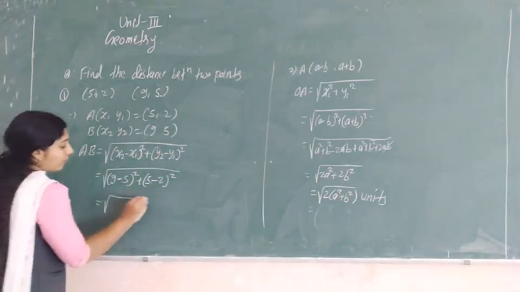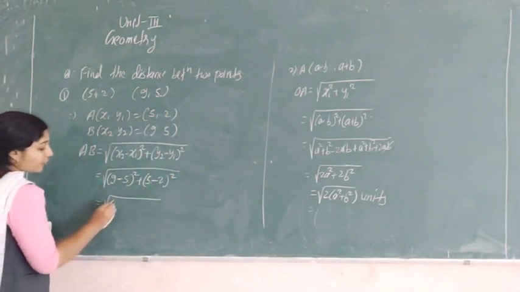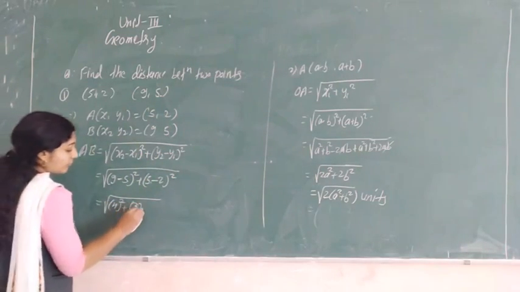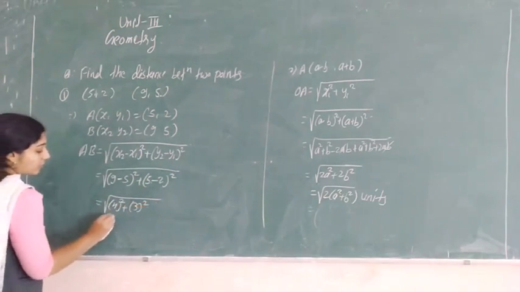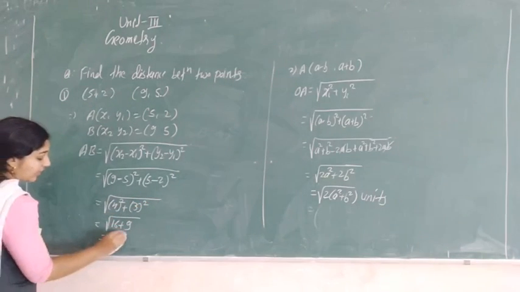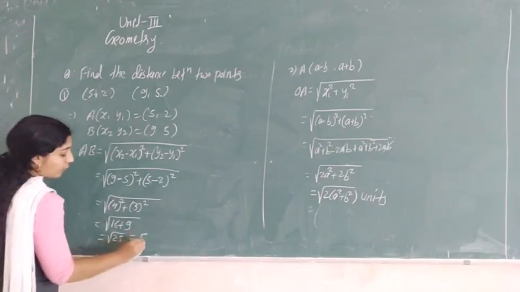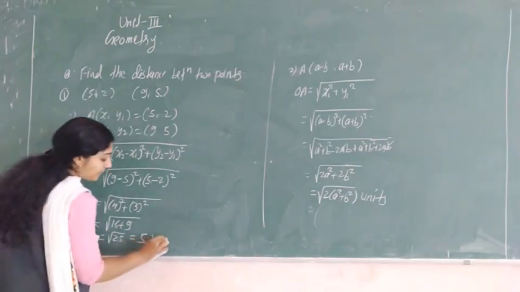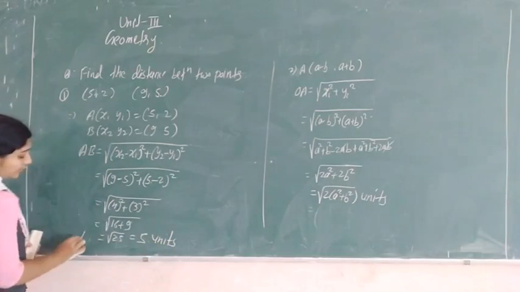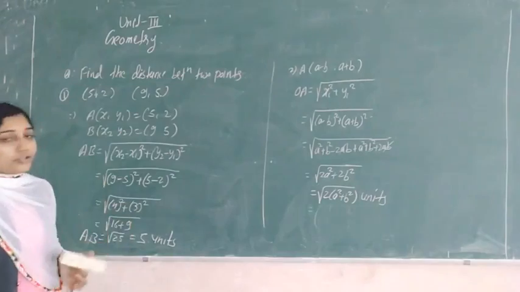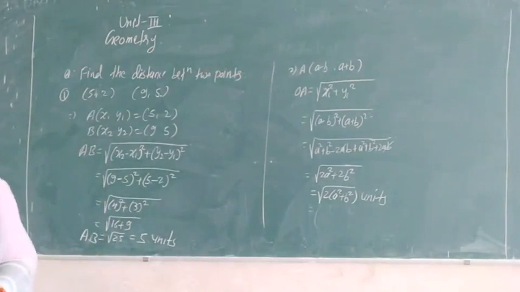So what is 9 minus 5? 4. So you will get 4 square plus 5 minus 2 is 3, so you will get 3 square. 4 square is nothing but 16. 3 square is 9. 16 plus 9 is root 25, and root 25 is a perfect square. So the answer is 5 units. So the distance between A and B is 5 units. They can ask this question for 2 marks.